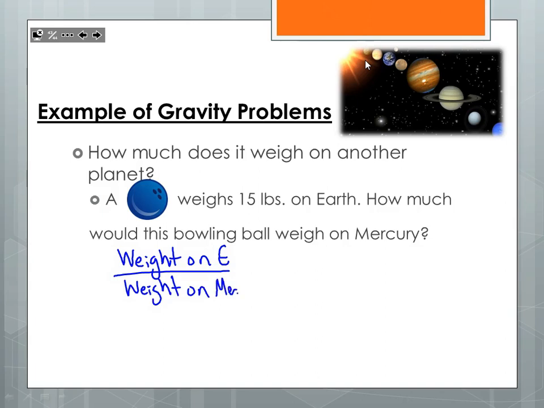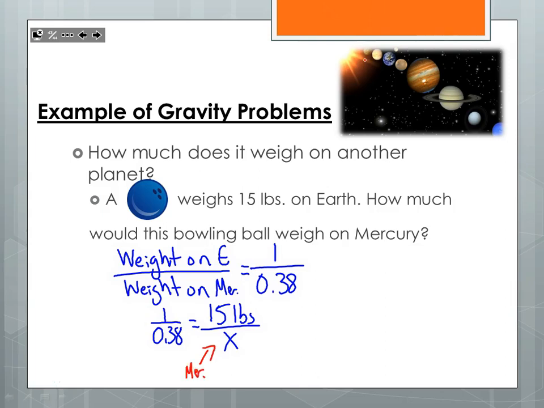I'm going to put MER because Mars is with M also. And so I'm going to find that ratio. If I look back at my table, I know that the weight on Earth is 1 compared to 0.38, which is the weight on Mercury. So I'm going to take that ratio of 1 over 0.38, and I'm going to compare it to the pounds on Earth all over X. And X is my unknown. X is going to tell me how much it weighed on Mercury.